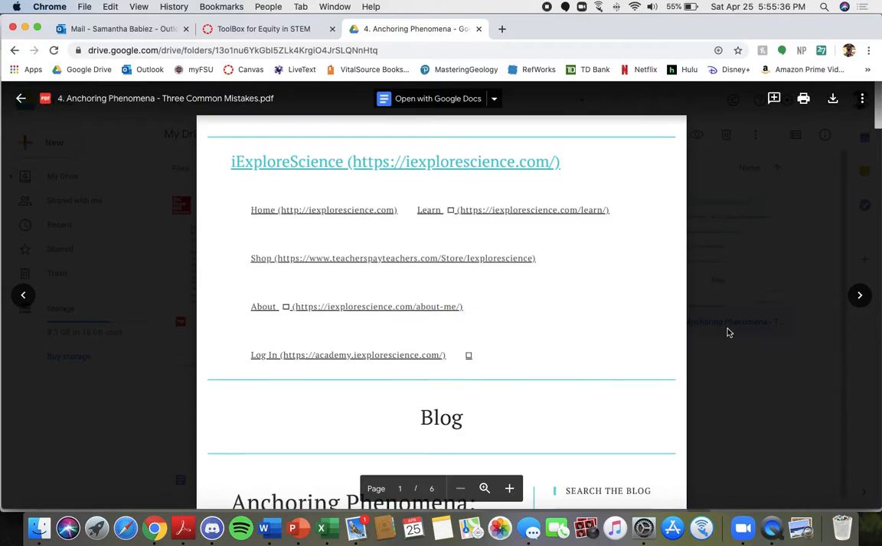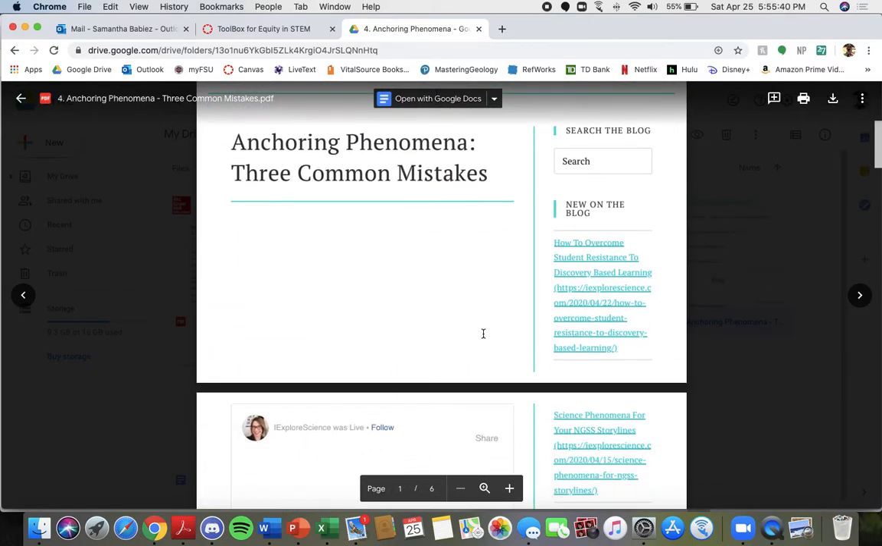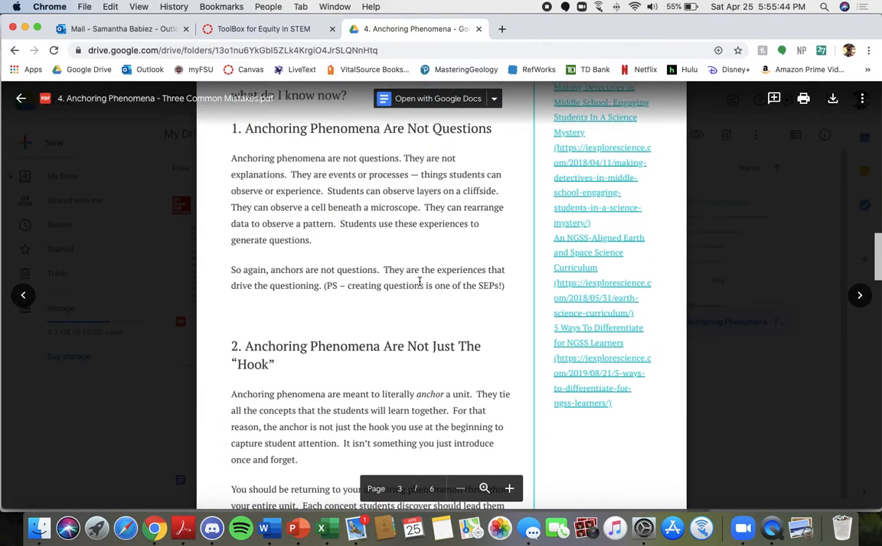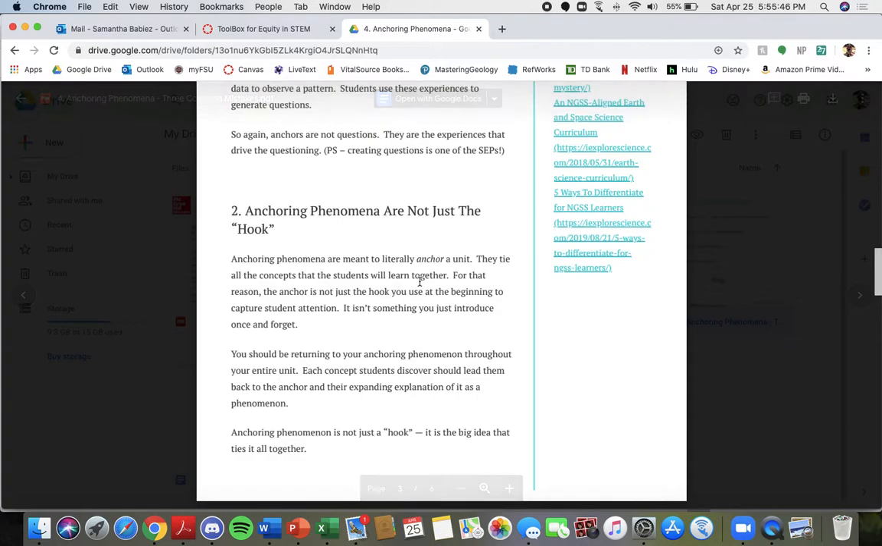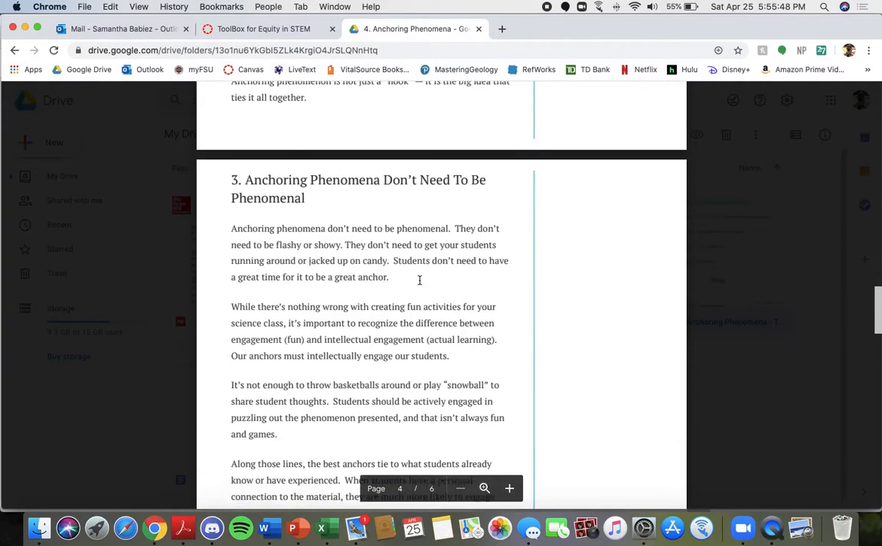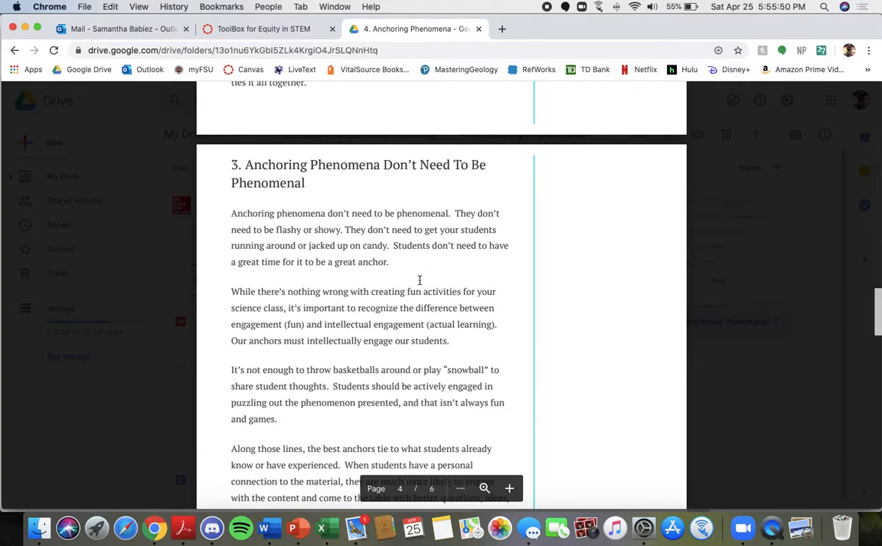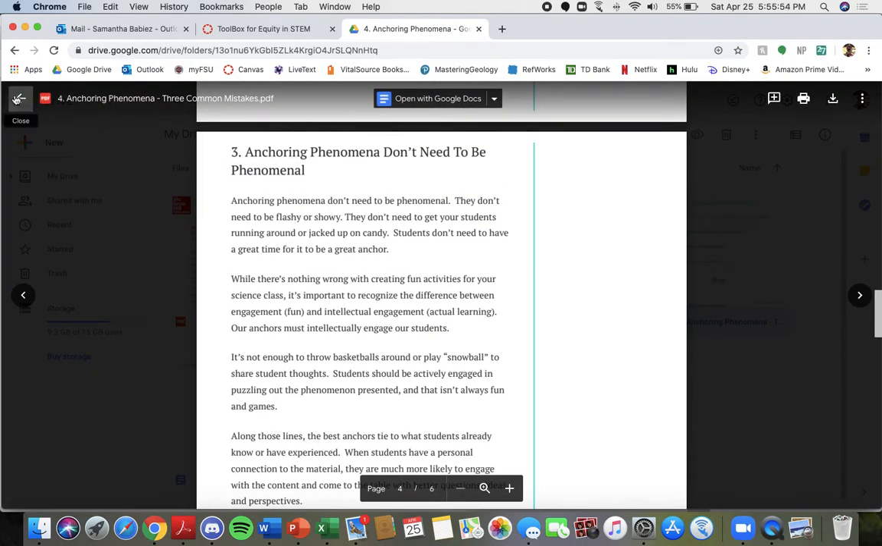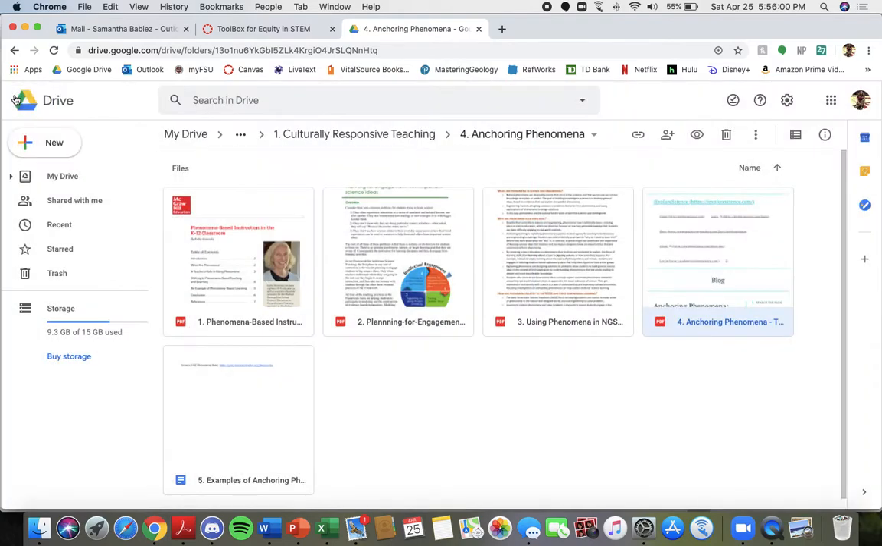Then we've got three common mistakes using anchoring phenomena. This was a blog post. I thought this would be great to have in here, just because it's sweet and simple and to the point. It's also kind of relieving though, because it can be very overwhelming when picking out phenomena, and this is in here to kind of remind you that it doesn't have to be as scary as it seems.